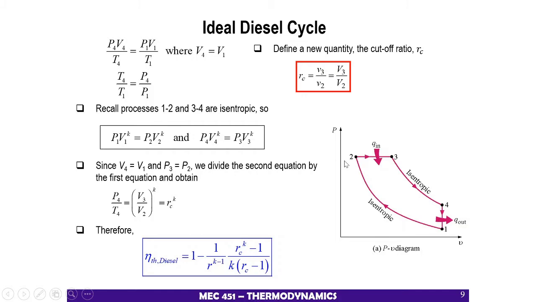Whereas normally the compression ratio is maximum volume over minimum volume. The minimum is normally at 2, because for the diesel cycle we have volume 3, so we have another ratio, which we call the cut-off ratio. Substitute the cut-off ratio into your general equation, and this is your efficiency for the diesel engine. RC is the cut-off ratio.